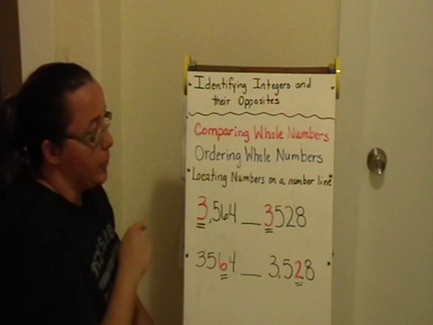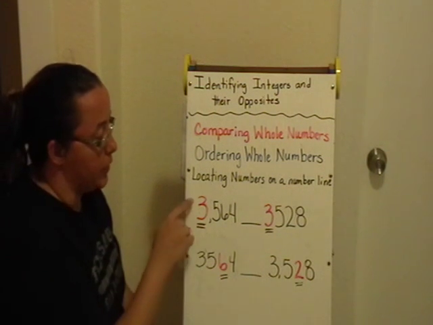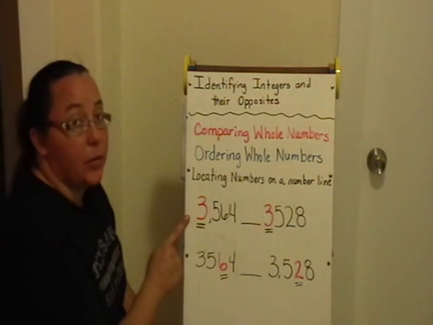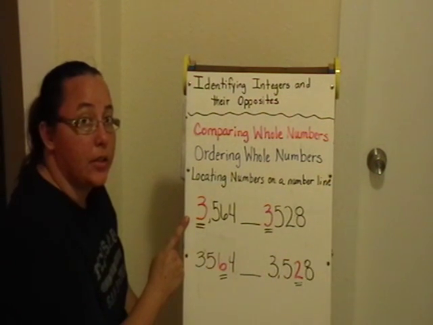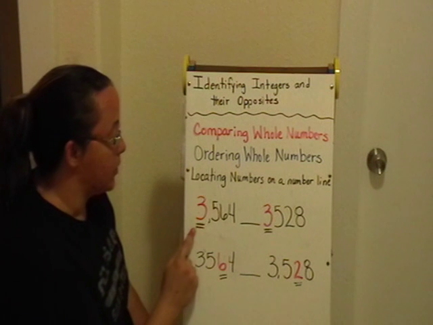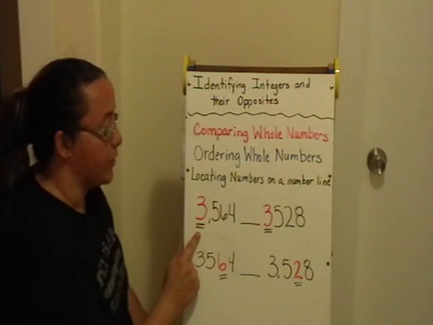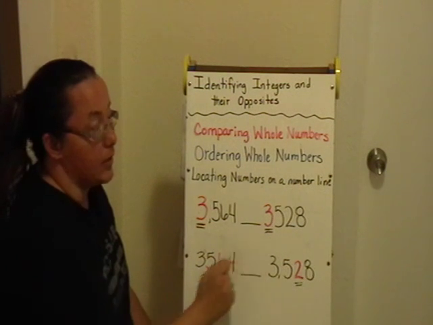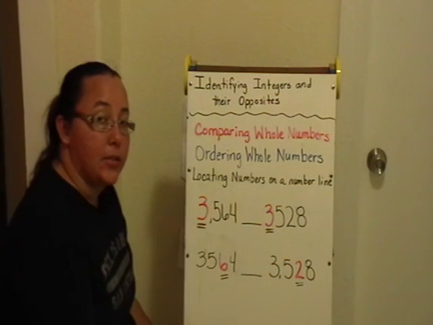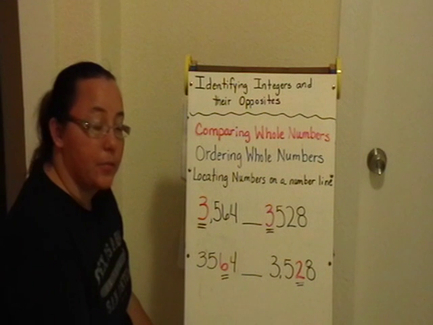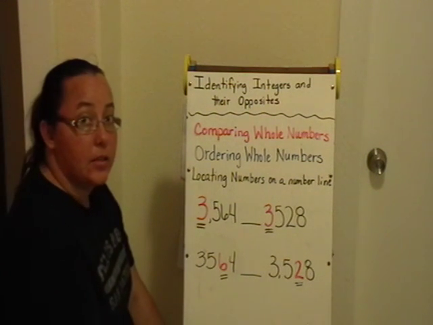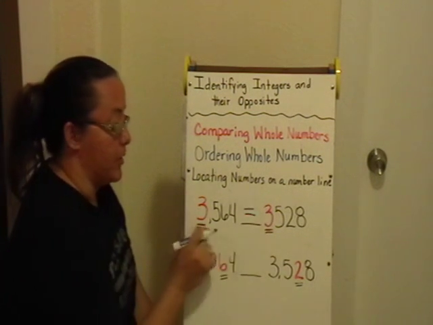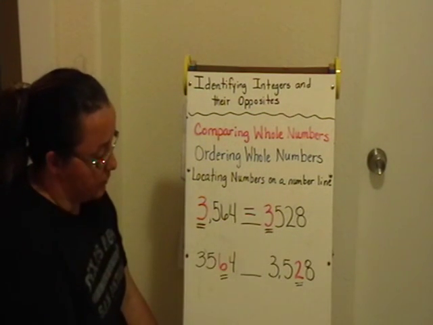When we're talking about comparing whole numbers, we're going to look at these two sets of numbers here. In this first set, we're going to be comparing the digit in the thousands place. So this number, 3,564 and 3,528. The digit in the thousands place on these two numbers is 3. Therefore, these two given numbers are equal based on the thousands digit.